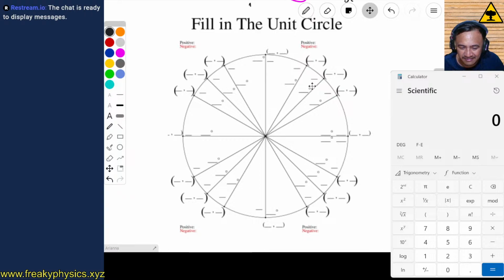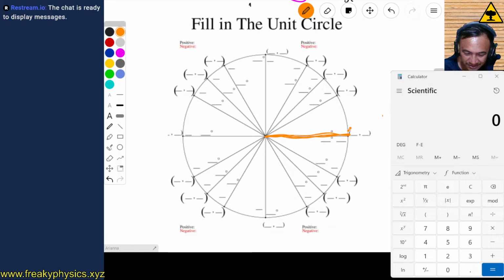Now, to make this easier, we're not going to fill in the full unit circle just yet. We're going to focus on this bit by bit. So we're going to start with this, well, sort of a triangle, right? It's sort of a triangle, but it's not really one, right?